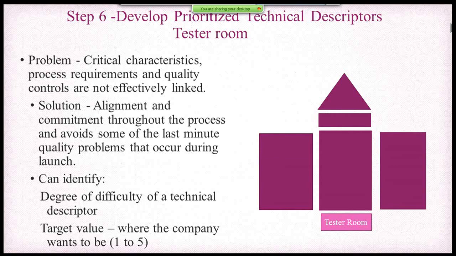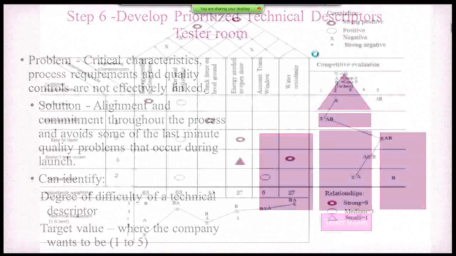The sixth room is called the tester room. It has two main qualities. One is the degree of difficulty, that is the importance value of each of these requirements, and the other is the target value, that is where the company wants to be in the future goal.